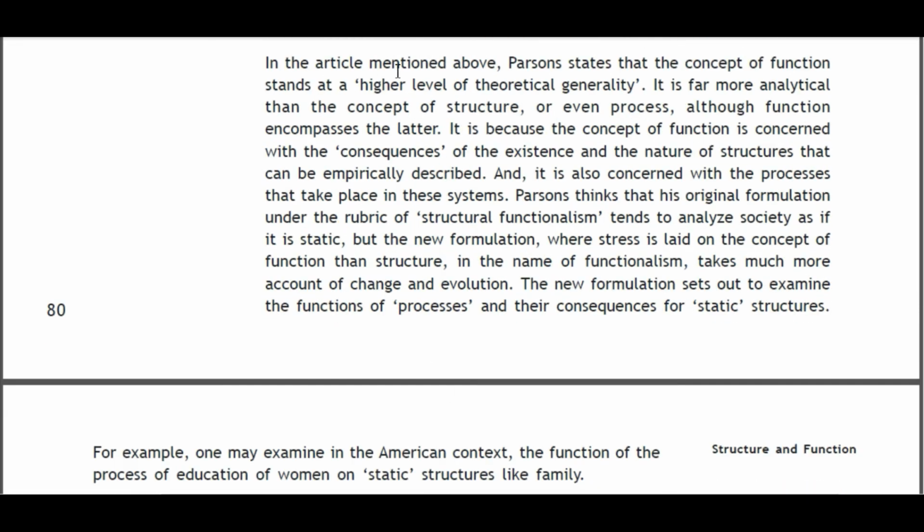In the article mentioned above, Parsons states that the concept of function stands at a higher level of theoretical generality. It is far more analytical than the concept of structure or even process, although function encompasses the latter. It is because the concept of function is concerned with the consequences of the existence and the nature of structures that can be empirically described. And it is also concerned with the process that takes place in the system.